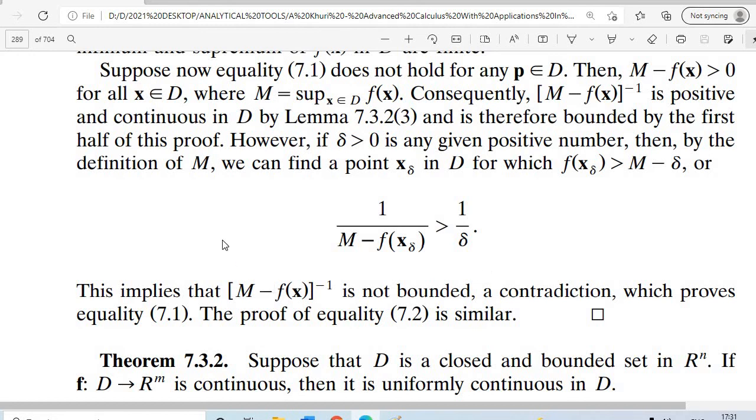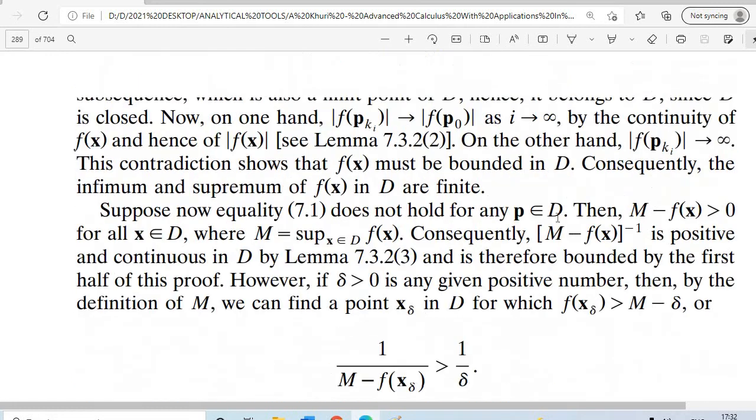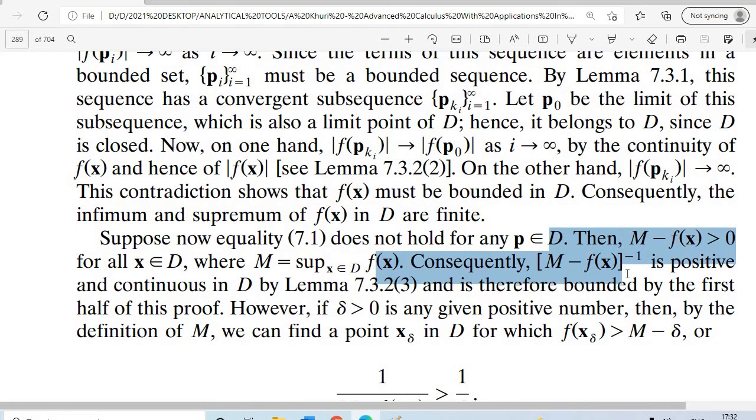Okay. So that means 1 by m minus f of x delta greater than 1 by delta എന്ന് പറഞ്ഞാൽ അർത്ഥം എന്താണ്? ഇത് ലെസ് ദാൻ എന്ന് പറഞ്ഞാൽ ബൗണ്ടഡ് എന്ന് പറയാറുണ്ട്. ഗ്രേറ്റർ ദാൻ എന്ന് പറഞ്ഞാൽ പിന്നെ അത് ബൗണ്ടഡ് എന്ന് പറയാൻ പറ്റും. സോ ദാറ്റ് മീൻസ് m minus f of x raised to minus 1 is not bounded. So it is also a contradiction. ഈ കോൺട്രഡിക്ഷൻ വരാൻ കാരണം നമ്മൾ ഓൾറെഡി ഇവിടെ പറഞ്ഞു വെച്ചു ഇറ്റ് ഈസ് ബൗണ്ടഡ്.